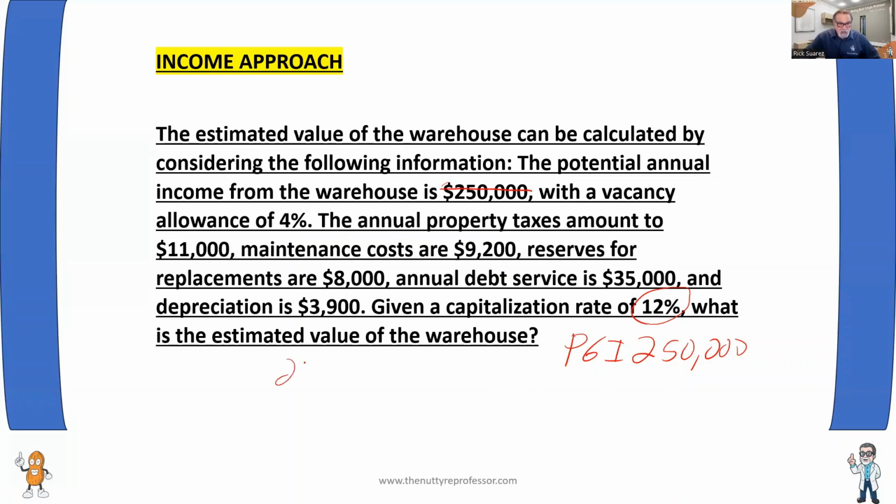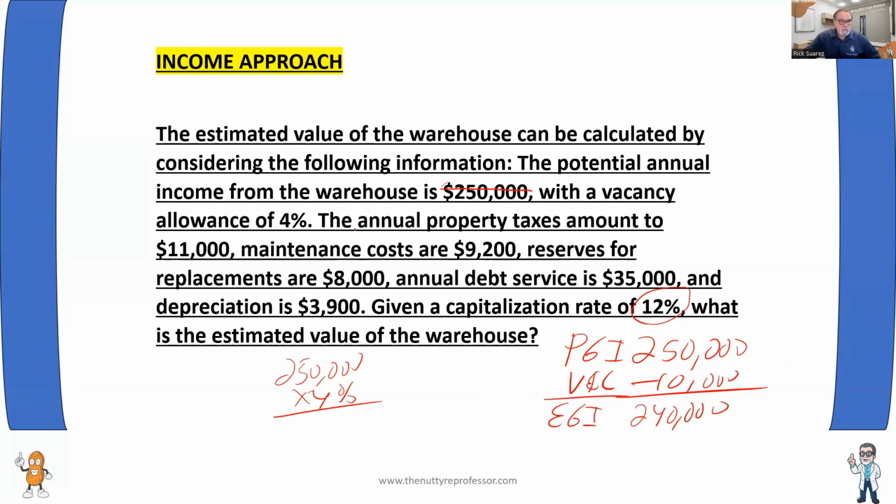So we got to take 4% and figure out what that is. And that's $10,000. So we have $10,000 here. That is our vacancy and collection. When you subtract, you finish with $240,000. This is your EGI, right? The annual property taxes is $11,000.